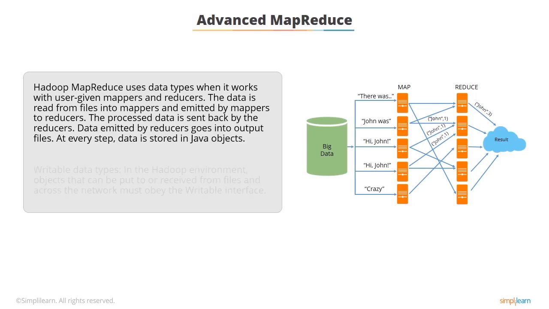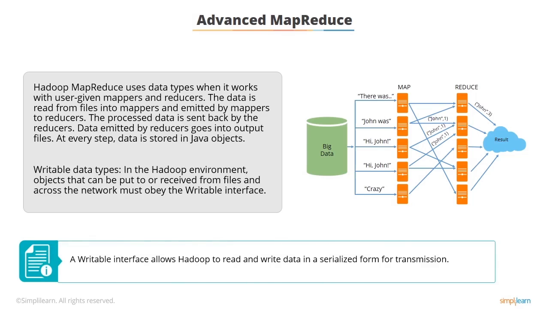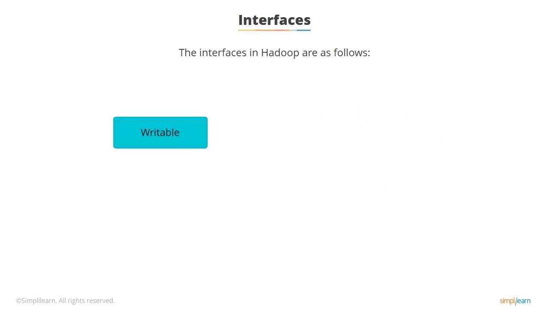Let us now understand the writable data types in advanced MapReduce. In the Hadoop environment, all the input and output objects across the network must obey the writable interface, which allows Hadoop to read and write in a serialized form for transmission. Let's look at Hadoop interfaces in some more detail. The interfaces in Hadoop are Writable and WritableComparable.